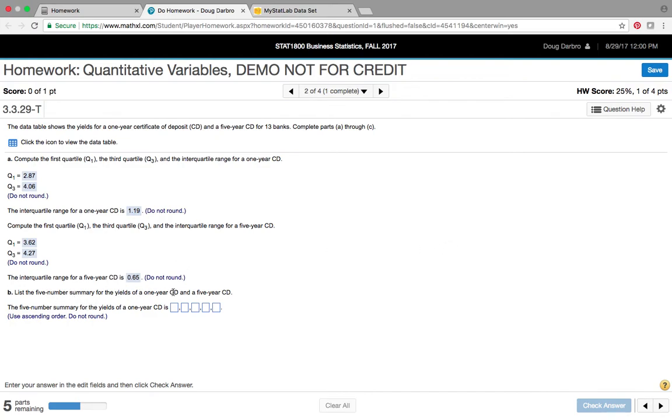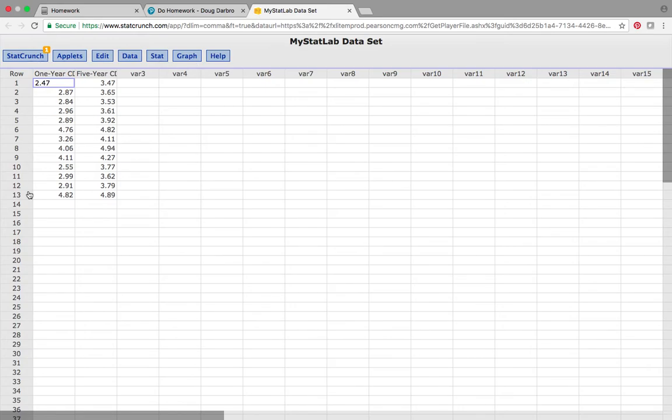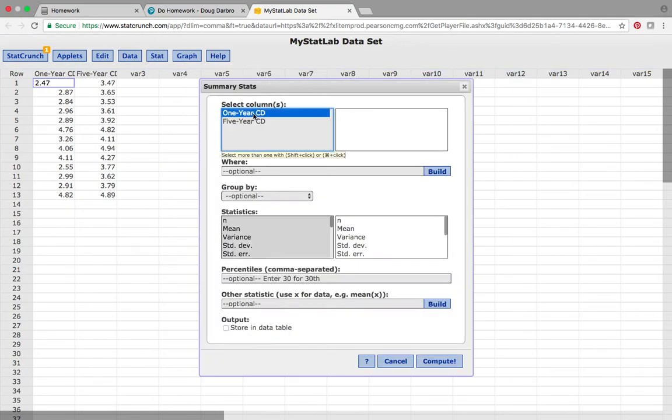Okay, list the 5-number summary for the yields of the 1-year and the 5-year. All right, so I actually should have. Well, I guess I can eyeball this. It looks like the lowest is 2.47. All right, you know what? I don't want to do it this way. I want to do the low and the high as well. So I'm going to go back through, because what will happen is you'll get into your homework assignment and you'll have like 85 numbers and you can't eyeball it, and you'll be like, well, Darbo didn't tell me how to do that. So I'm going to go ahead and do things the proper way.